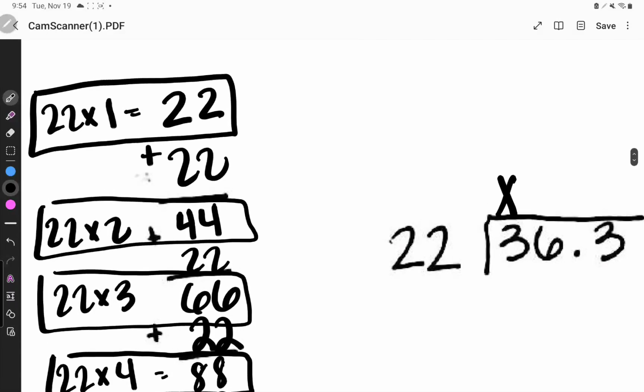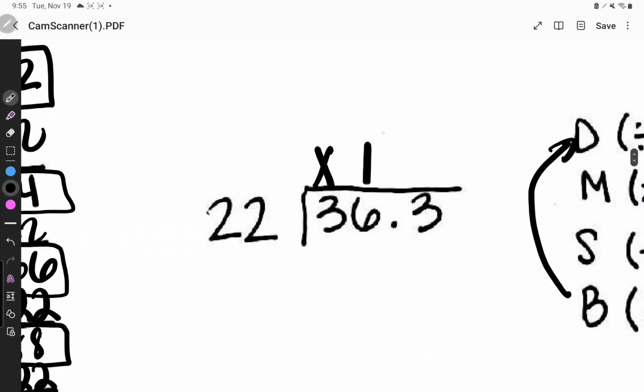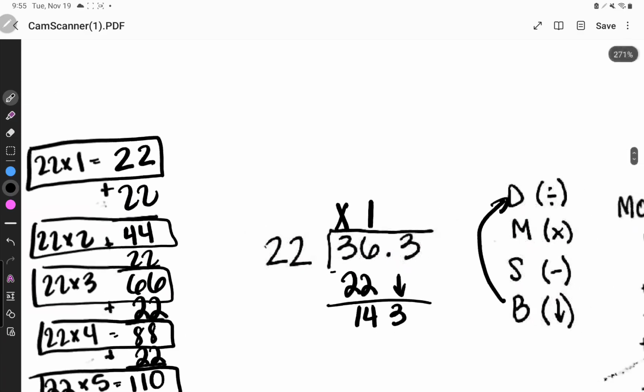Well, I come over here and I look at my facts. 22 times 2 is 44, and that's too big. So I have to go with 22 times 1. So I put a 1 up here. And 1 times 22 is 22. Subtract, and that gives us 14. And then after that, I drop down my 3.